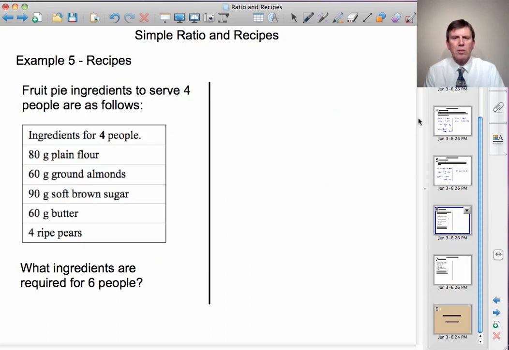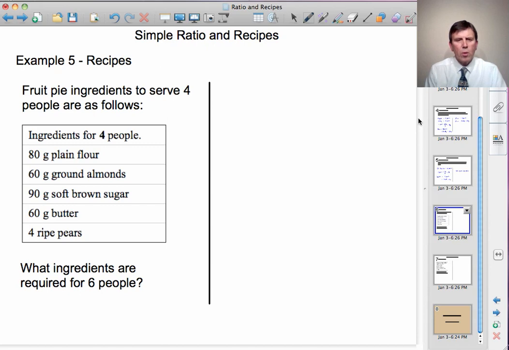Right, now we'll have a look at 2 examples of recipes. Quite a common exam question. Fruit pie ingredients to serve 4 people are as follows, and they're shown in the table. What ingredients are required for 6 people? Now I'm going to show you 2 ways to approach this.